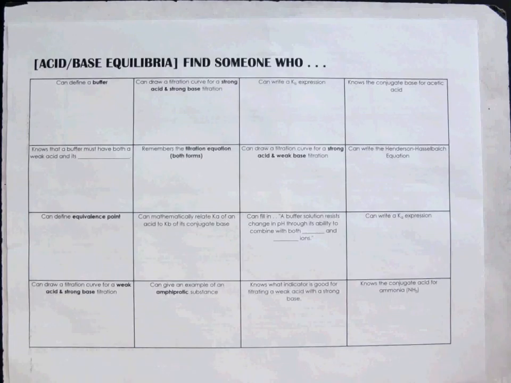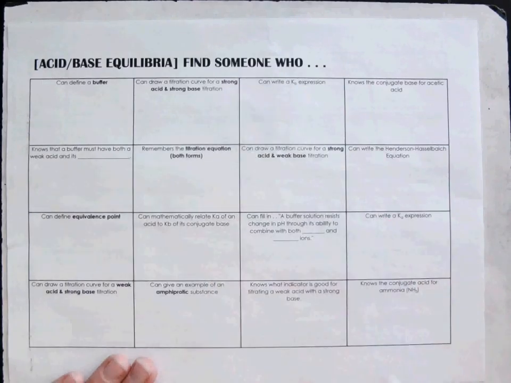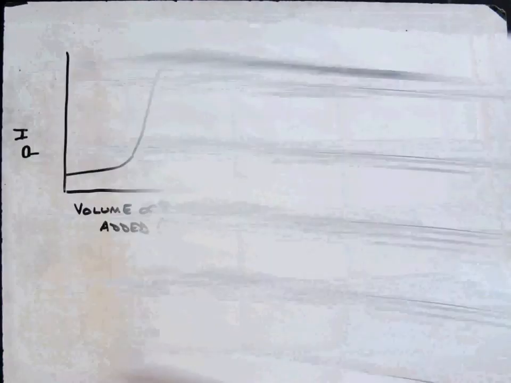A buffer has to have either a weak acid and its conjugate base present in solution, or a weak base and its conjugate acid present in solution, so that it will resist changes in pH. It resists it by either shifting right or left, and that only happens if you have the acid and its conjugate both present.